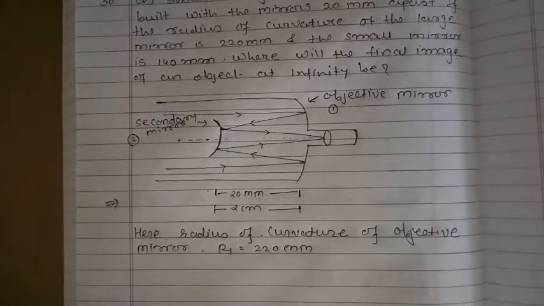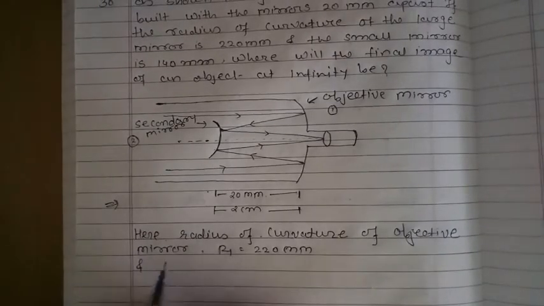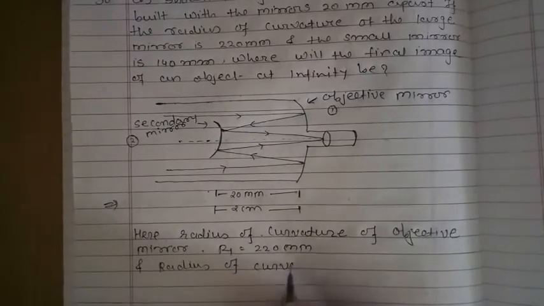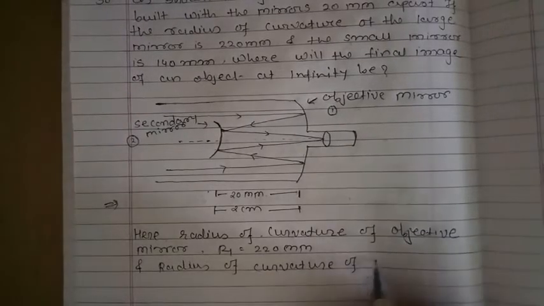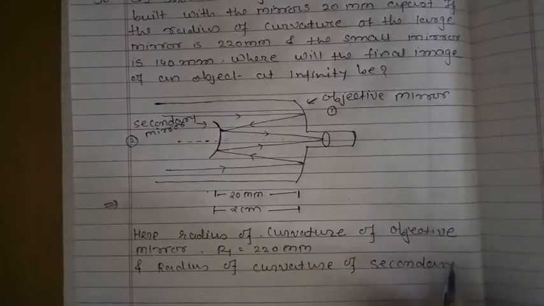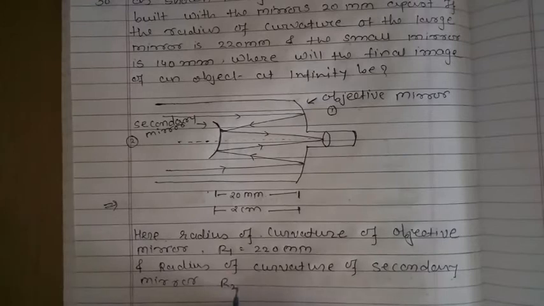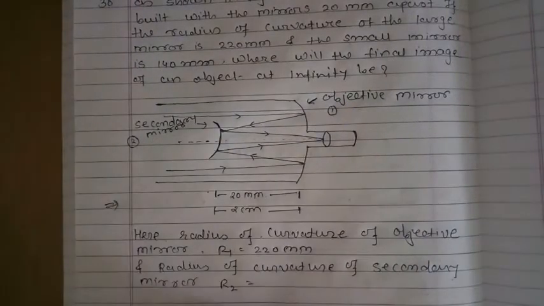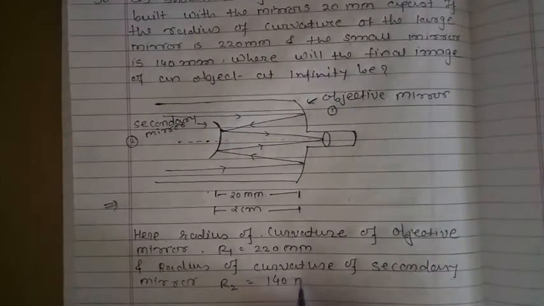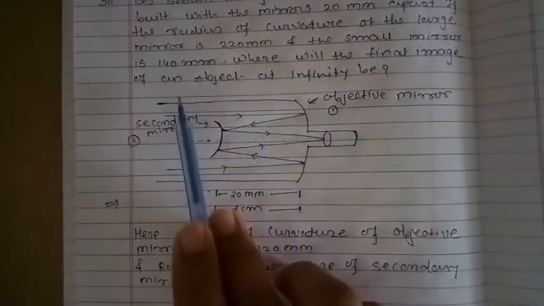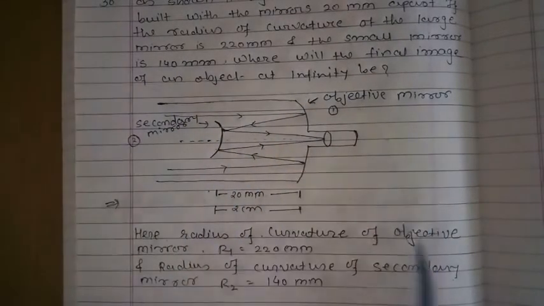So this is the radius of curvature of the objective mirror, and the radius of curvature of the secondary mirror R2 is equal to, the small mirror is 140 millimeter, so R2 is equal to 140 millimeter. Okay, now where will the final image of an object at infinity be?